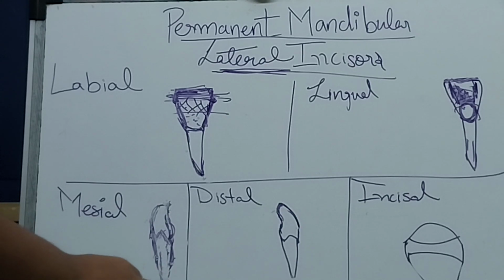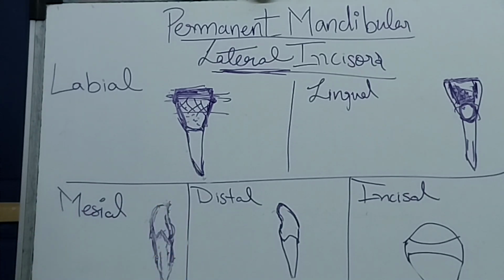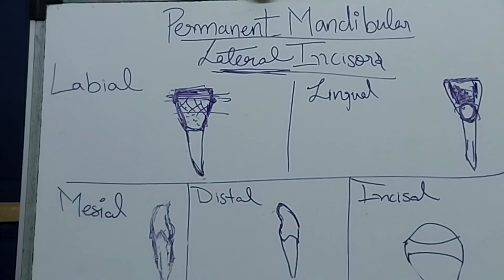Now coming on to the distal aspect. The distal aspect is very similar to the mesial aspect. There is nothing much to be discussed over here. The same labial and lingual outline have the concavities and convexities.